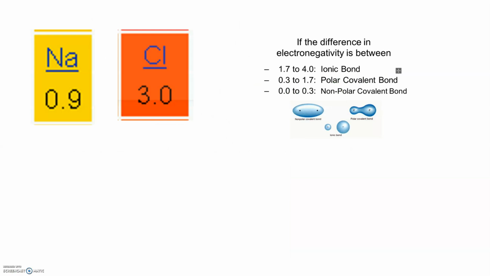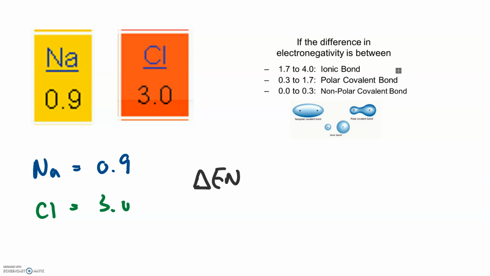So let's go back to this bond between sodium and chlorine that we saw back in this web quest that we did. And from our table of electronegativities, we have sodium with an electronegativity of 0.9, and we have chlorine with an electronegativity of 3. Let's calculate the delta EN. All we're going to do is find the difference. That means 3 minus 0.9, and this is a difference in electronegativity of 2.1.